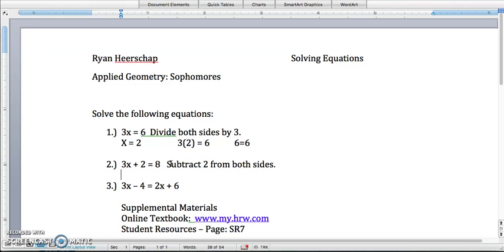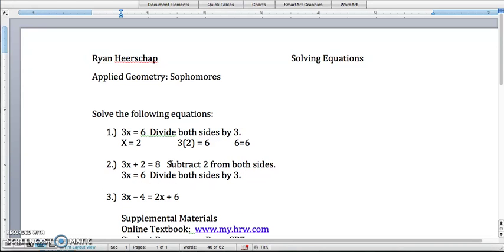By subtracting 2 from the left side, we are left with a 3x. On the right side, taking 2 away from 8, we're left with 6. So we end up with 3x equals 6, which, if you notice, is the first problem. The nice part of that is that we do know what to do with both sides right now. We divide both sides by 3. Dividing 3x equals 6, on the left side, divide by 3, we're left with an x. On the right side, we're left with a 2, so x equals 2 is our solution.